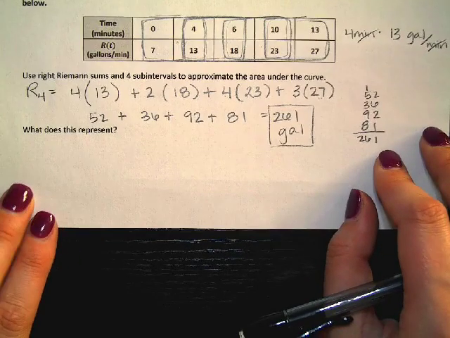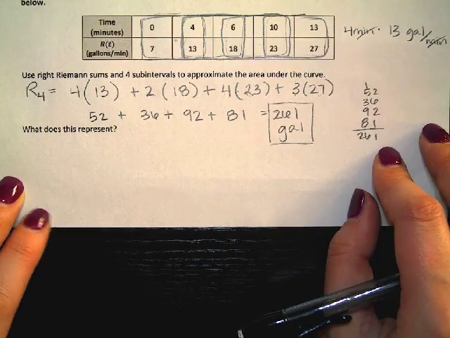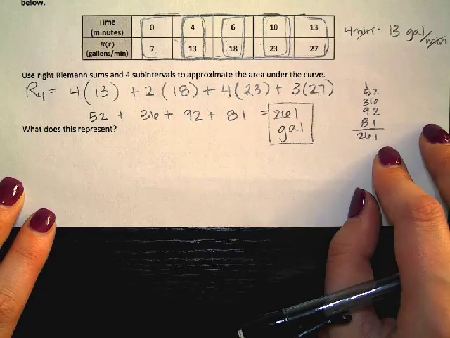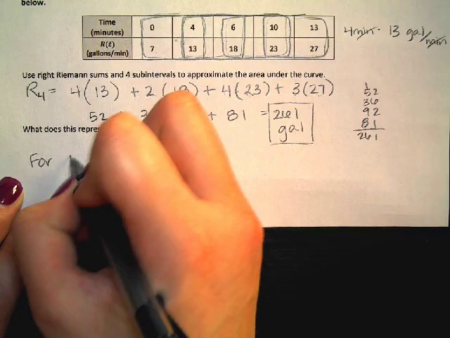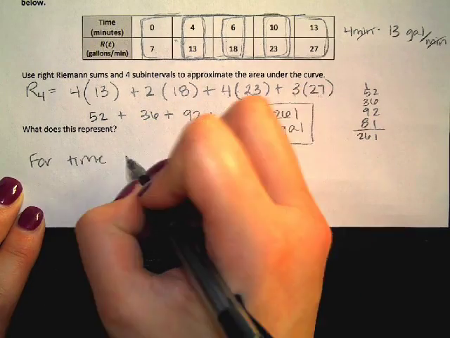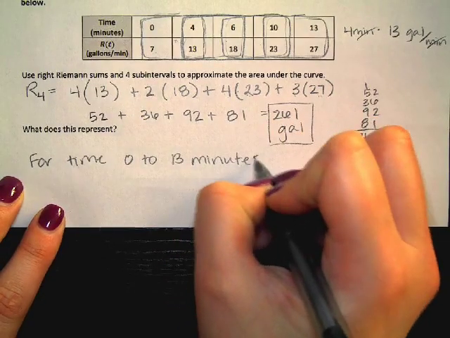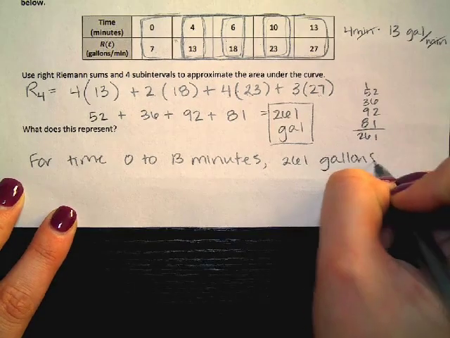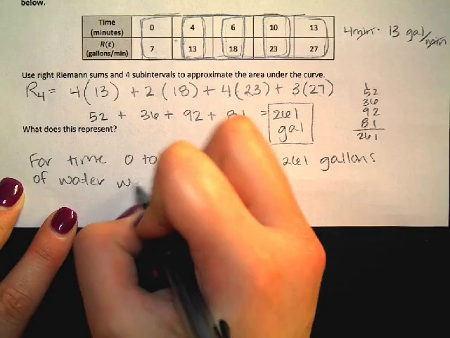What does this represent? Okay, so think about this. What does this represent? So we're going to say for time 0 to 13 minutes, 261 gallons of water was pumped into the tank.